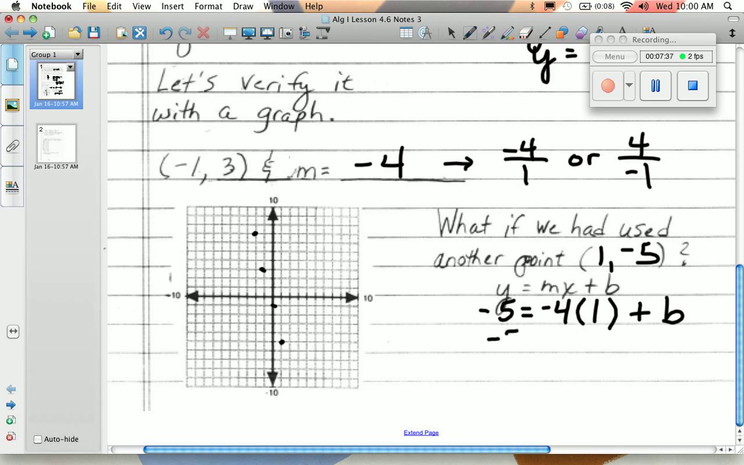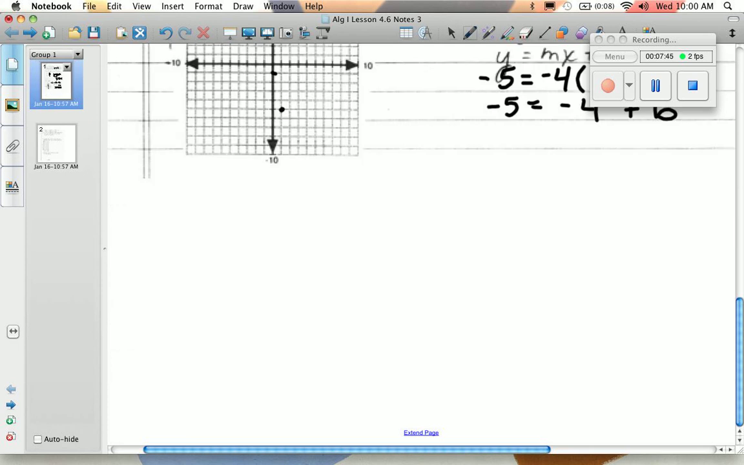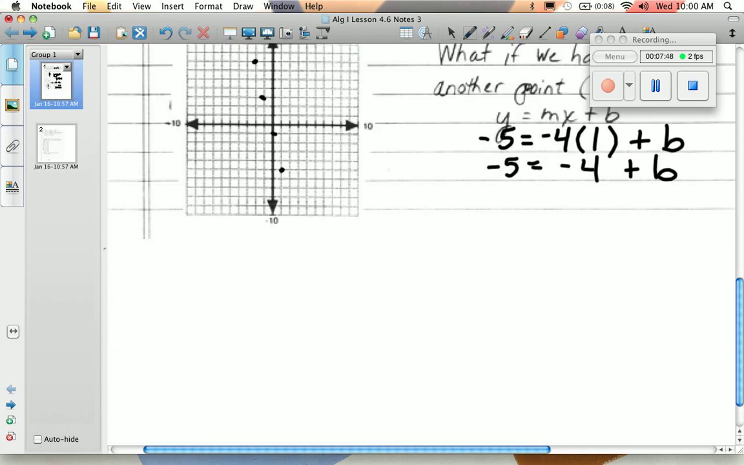So we have -5 equals -4 plus b. And to get b alone, we add 4 to both sides. -5 plus 4 is -1. So our point being, if this point is on the line, that line can only have how many y-intercepts? 1. That equation can only have 1 y-intercept.